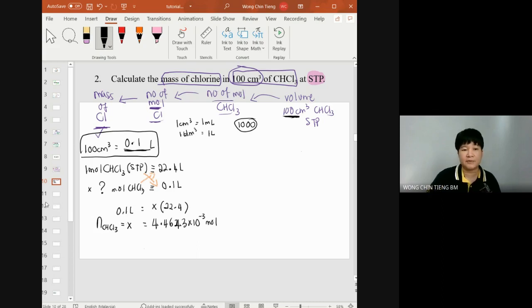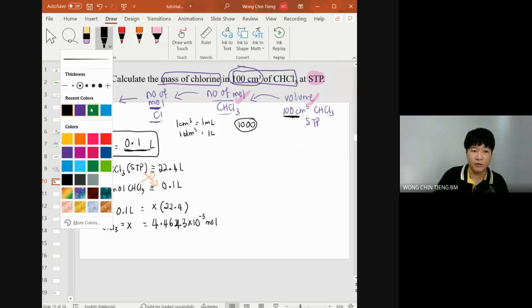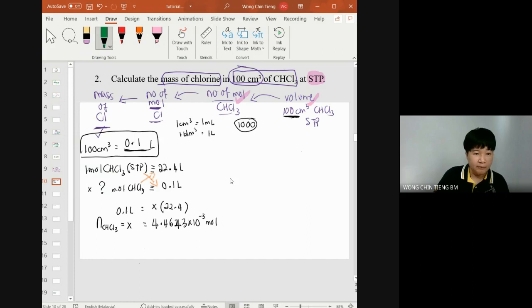Tu cara yang paling senang nak label number of mole. Okay? So, daripada volume, saya dah jumpa number of mole CHCl3. So, daripada number of mole CHCl3 nak cari apa? Number of mole Cl. So, quite simple and straightforward over there. Compare je lah. 1 mole of CHCl3 will give rise to how many mole of chlorine? Anas? Sorry, madam. 1 mole of CHCl3 will give rise to how many mole of chlorine?